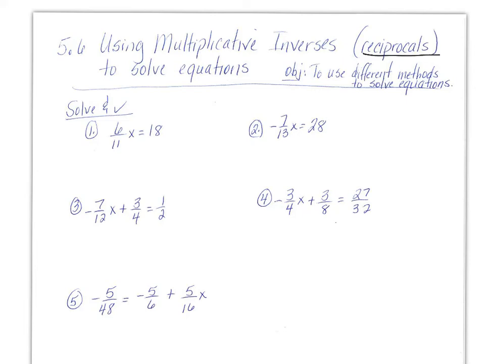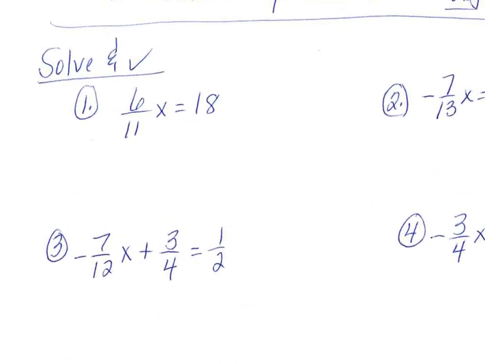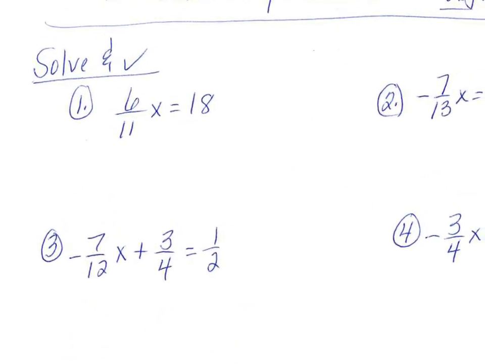Okay, so we're going to be using multiplicative inverses, which are reciprocals, to solve equations. Like number 1 says 6/11 x equals 18. Now, don't write anything else down, but normally we would divide both sides by 6/11, right? But if I take 18 and I'm dividing by 6/11, can I do that? No, I can't. I have to multiply by the reciprocal, don't I?